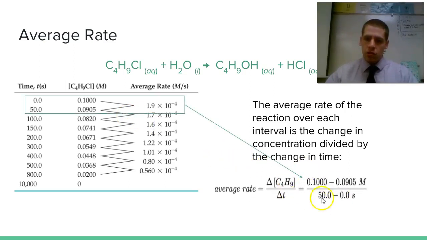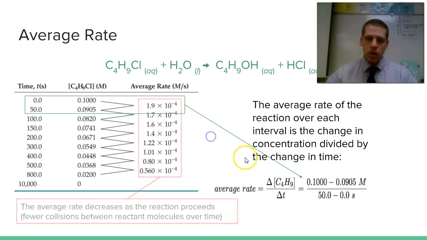Okay, so this right here, take a look at where this is coming from. 0.1 is our initial, so at time 0, and then 50 seconds later, our concentration is 0.0905. So that is where they're getting the 1.9 times 10 to the negative fourth. So this is our average rate for that 50-second interval.